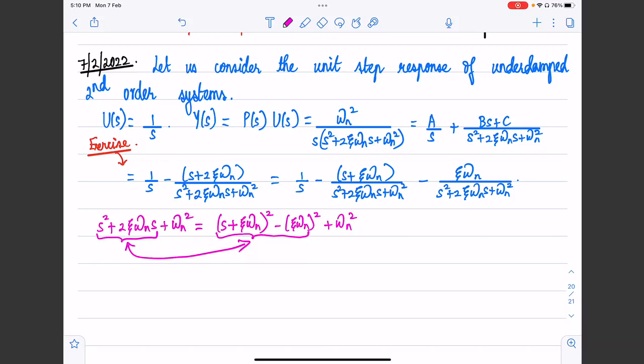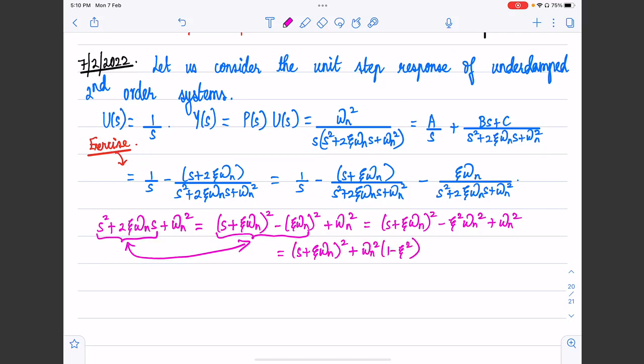So that's one. Now, if we go further, this can be written as s plus zeta omega n whole square minus zeta squared omega n squared plus omega n squared. Then we have s plus zeta omega n whole square plus omega n squared times 1 minus zeta squared. This term I'm rewriting in this way. So that's what we have.